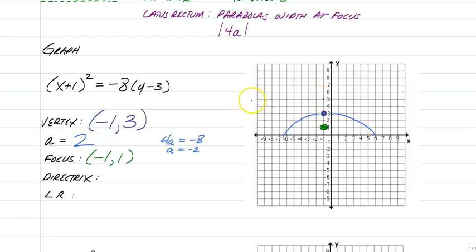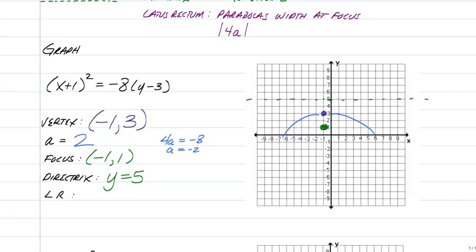Now, here's the thing about a directrix. It is a line. It is a horizontal dashed line. It's actually perpendicular to the direction that it's opening. So if this is opening down, it's going to be left to right. If it was opening right, it would be up and down. It's going to be on the outside. So our directrix would be y equals 5, because we learned that horizontal lines have y equals, because it goes through the y-axis at 5.